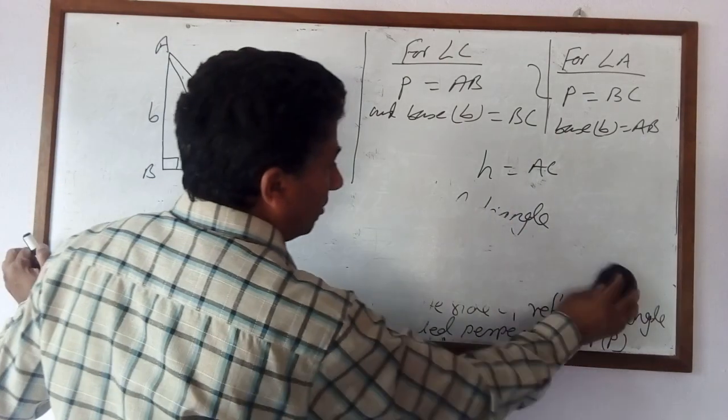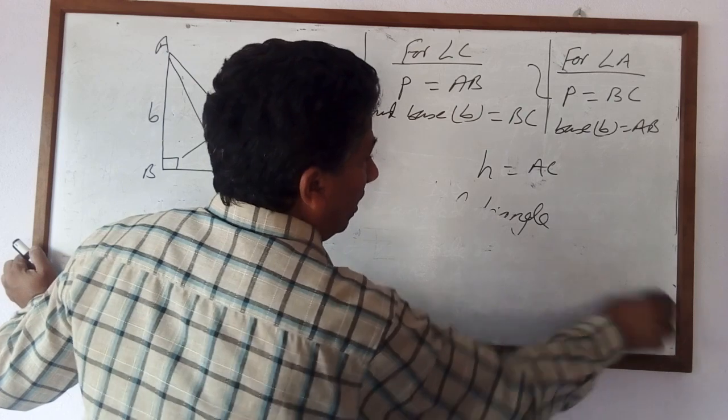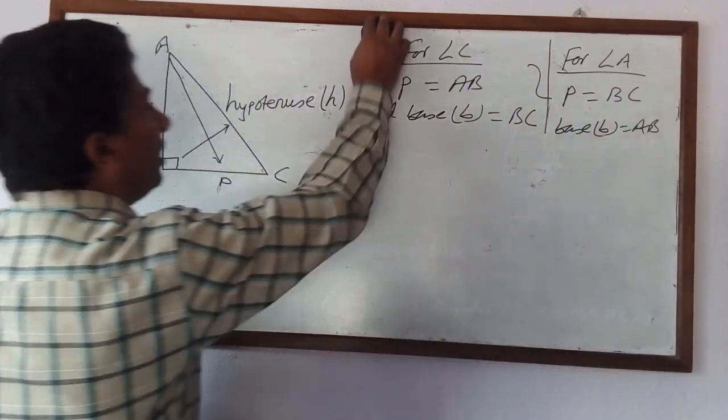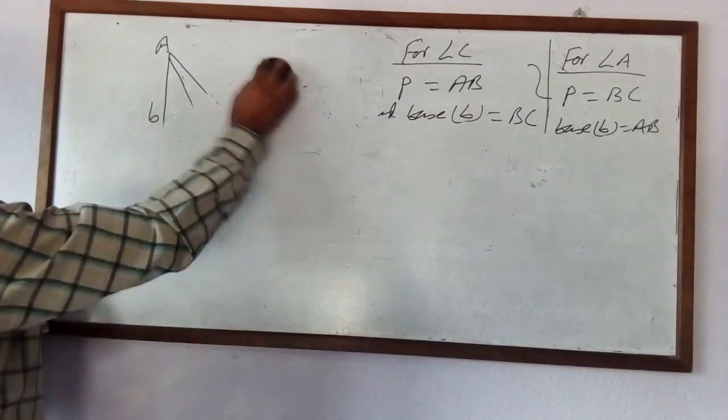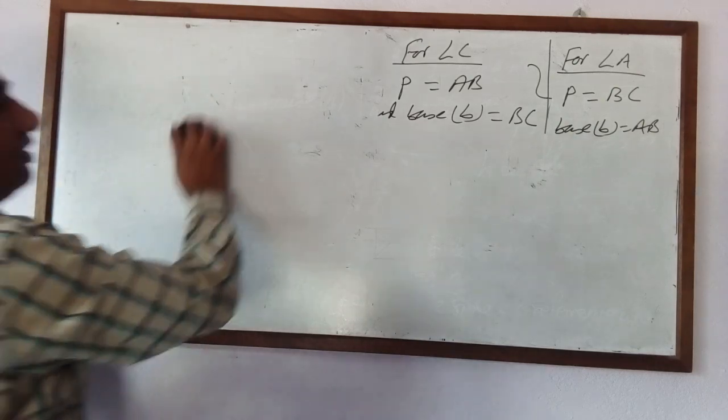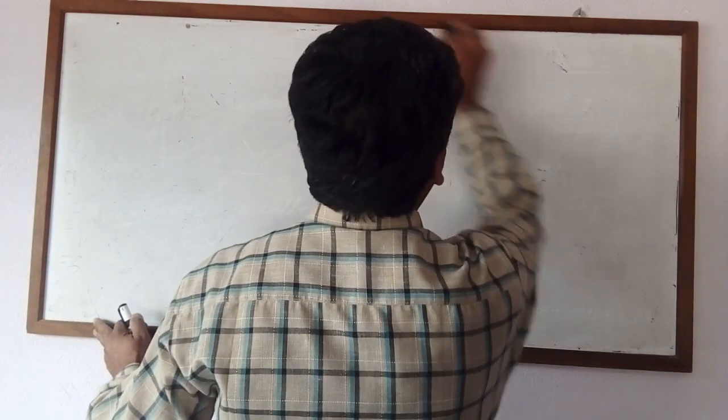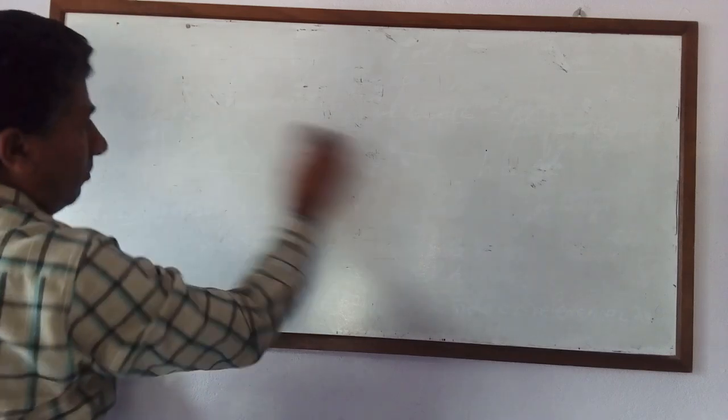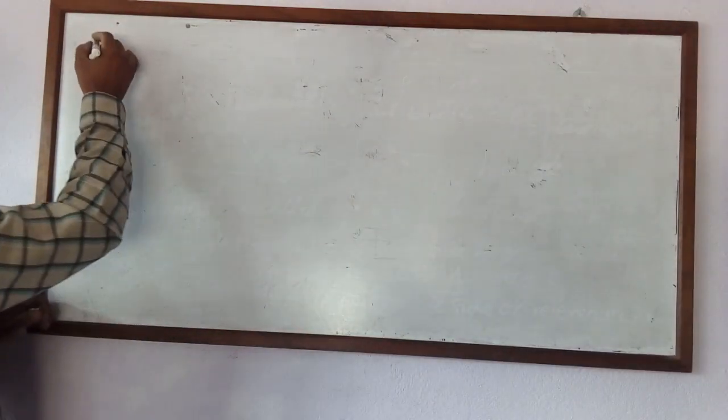And Pythagoras theorem is related to the right angle triangle. It is used only in a right angle triangle. If the triangle is not a right angle triangle, then it will not be true. Now first of all I write the statement. What is Pythagoras theorem?